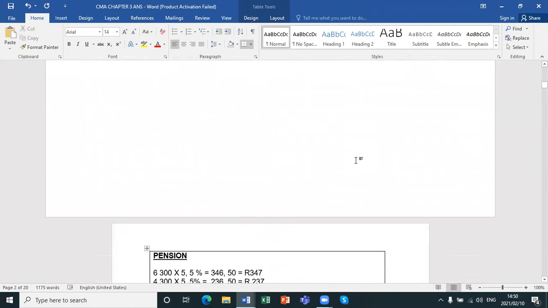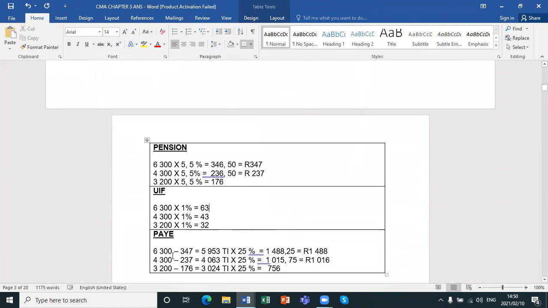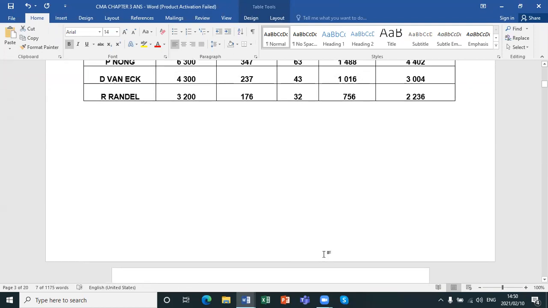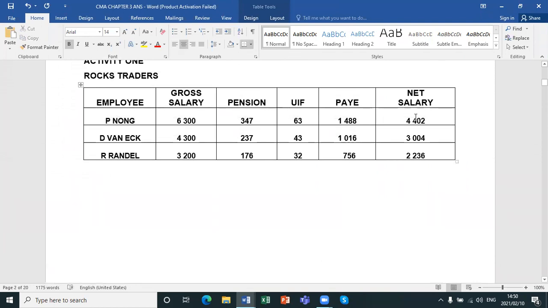And then the pay as you earn was 25% of taxable income. And like I said, taxable income is when you take your gross minus your pension. This amount here is your taxable income. Just going to bold it for you. Then you multiply it by 25%, and there's your tax. That's the tax that the person is going to pay. You round it off to 1,488. So how do you get to the net? You take the gross, subtract the pension, subtract the UIF, and subtract the pay as you earn. And there's the net salary.